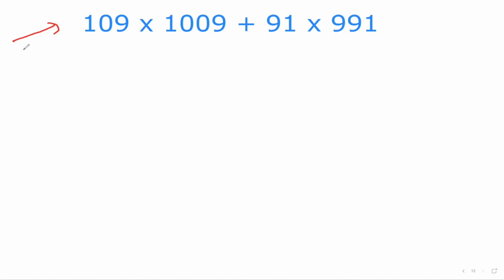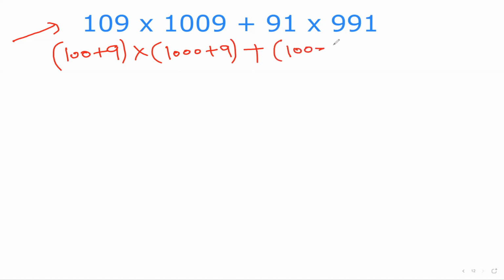So let us say 109. I can change that with 100 plus 9. And 1009, I can change with 1000 plus 9. Similarly, 91, I can change with 100 minus 9. And 991, I can change with 1000 minus 9.